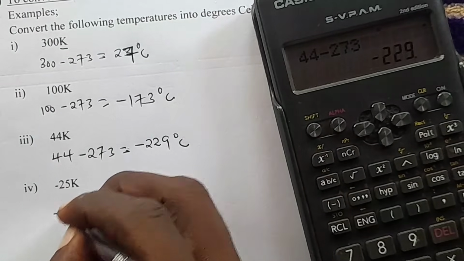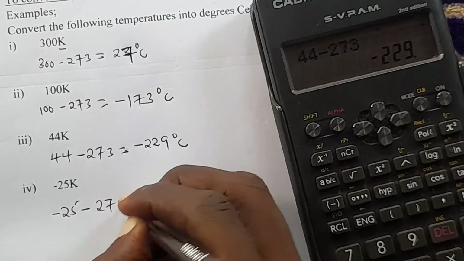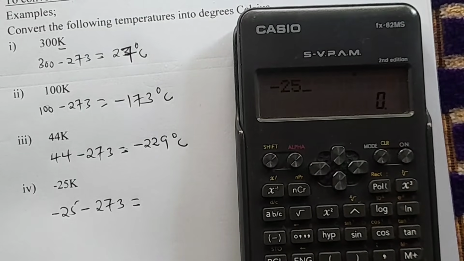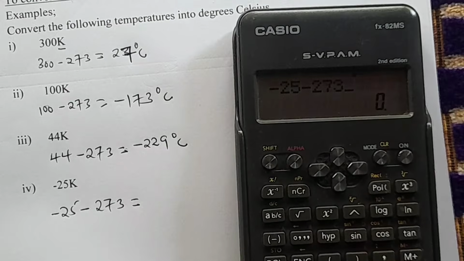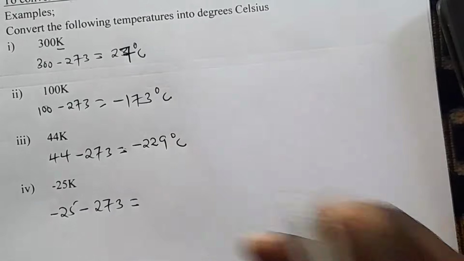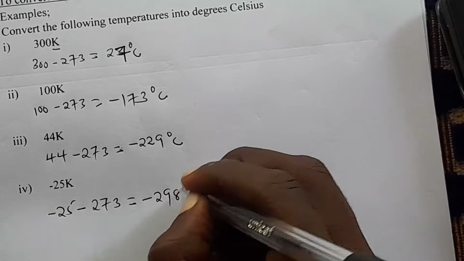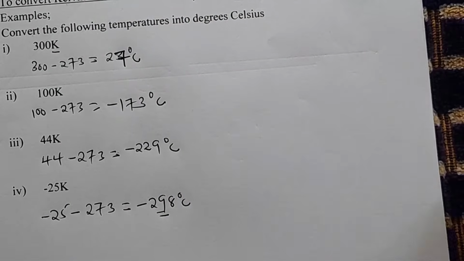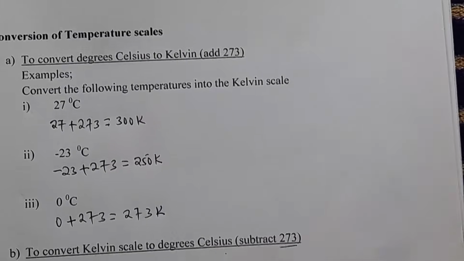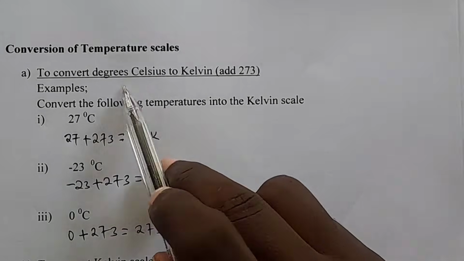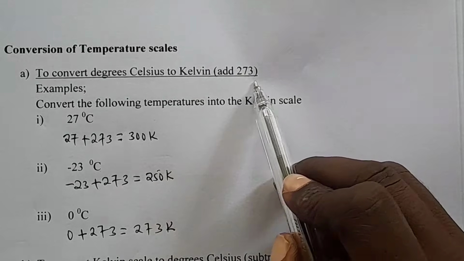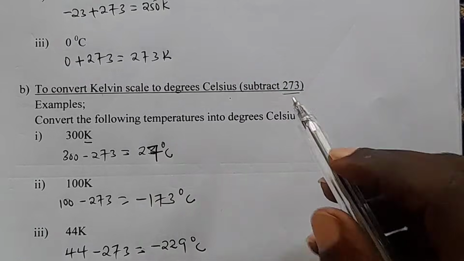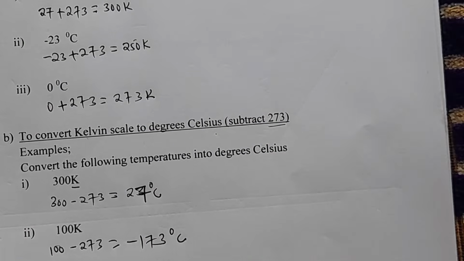Lastly, we have negative 25 Kelvin. We just subtract 273. Negative 25 minus 273 gives negative 298 degrees Celsius. So, learners, when you are converting temperature scales, you are supposed to remember only two things. If you are converting from degrees Celsius to Kelvin, you add 273. If you are converting from Kelvin to degrees Celsius, you subtract 273 from the value given.